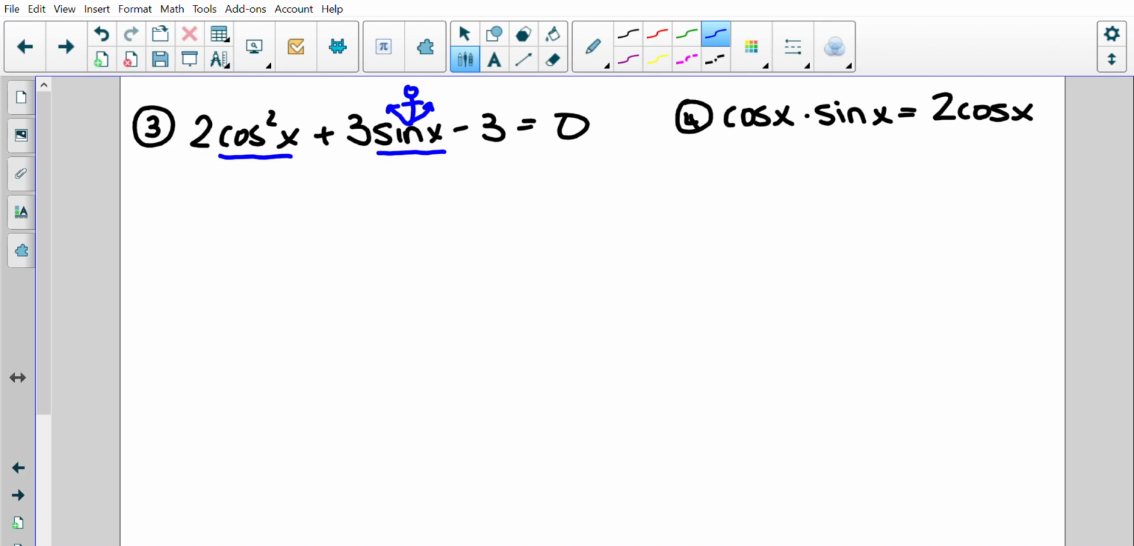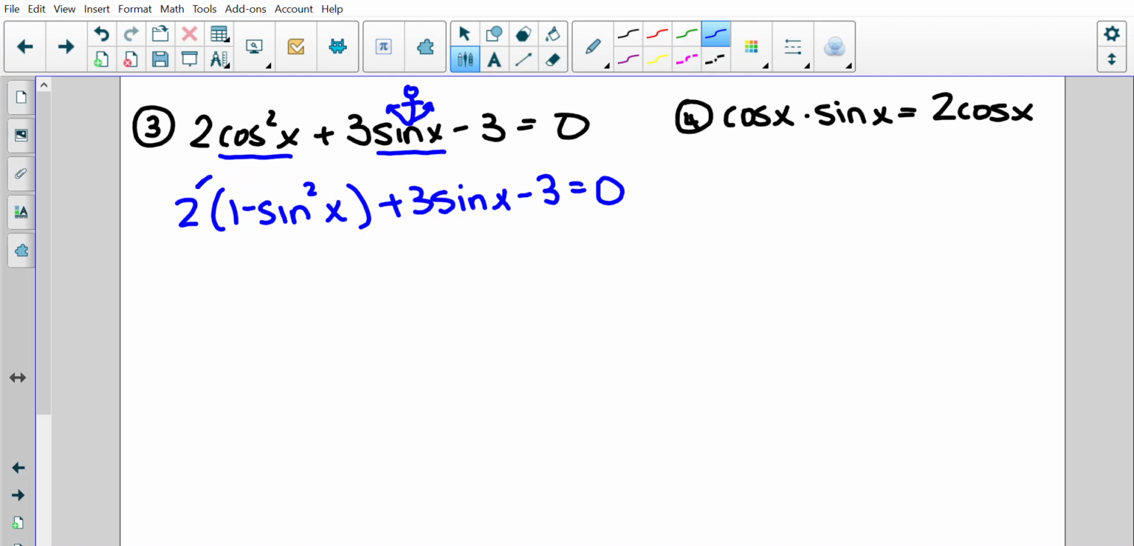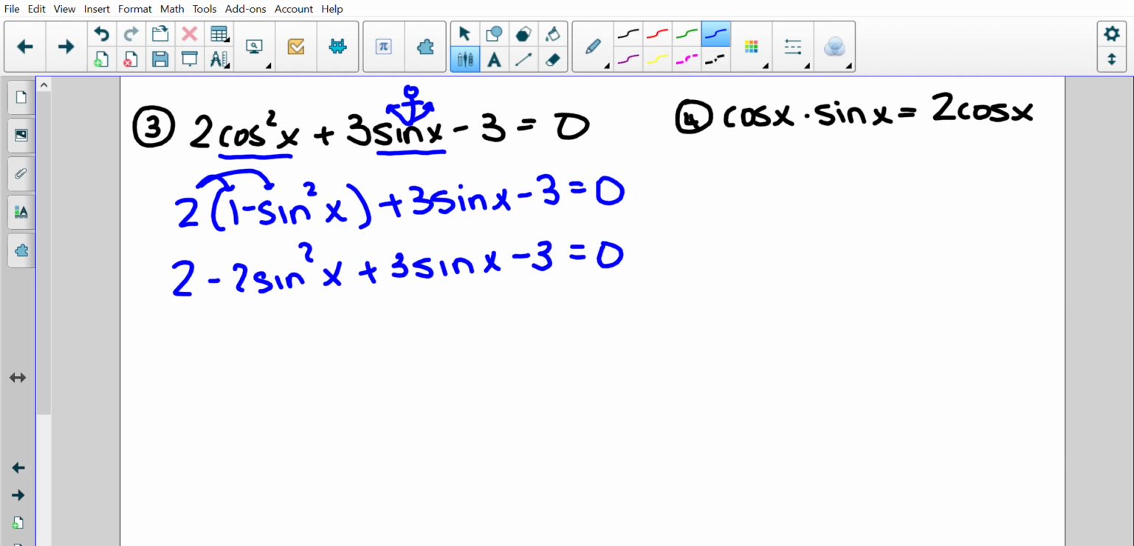Sine x can't be changed. Cosine squared x can definitely be changed. So we would change this to its Pythagorean identity, which says 2, and then parentheses, this becomes 1 minus sine squared x plus 3 sine x minus 3 equals 0. And now I'm going to distribute the 2 through. So we get 2 minus 2 sine squared x plus 3 sine x minus 3 equals 0, and then combine like terms. So we get negative 2 sine squared x plus 3 sine x minus 1 equals 0.